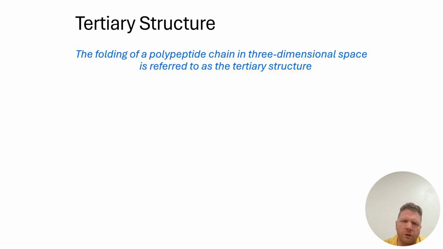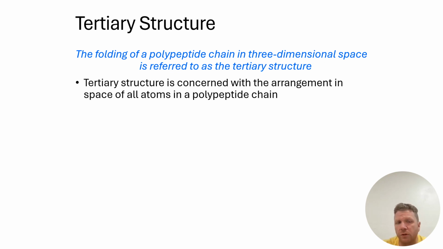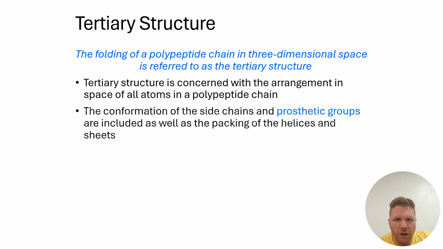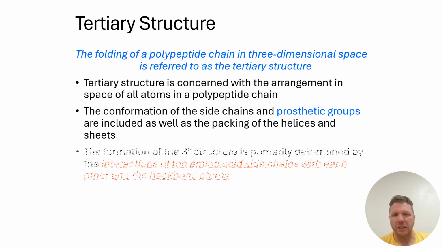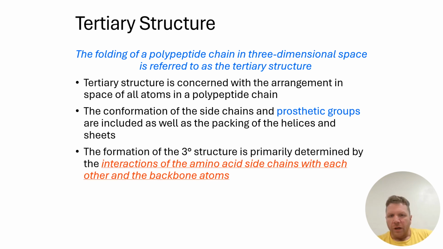Now the tertiary structure of a protein. The folding of a polypeptide chain in three-dimensional space is referred to as the tertiary structure. The tertiary structure is concerned with the arrangement in space of all atoms in a polypeptide chain. The conformation of the side chains and prosthetic groups are included as well as the packaging of the helices and the sheets. The formation of the tertiary structure is primarily determined by the interactions of the amino acid side chains with each other and the backbone atoms. So this is our tertiary structure, our 3D structure.